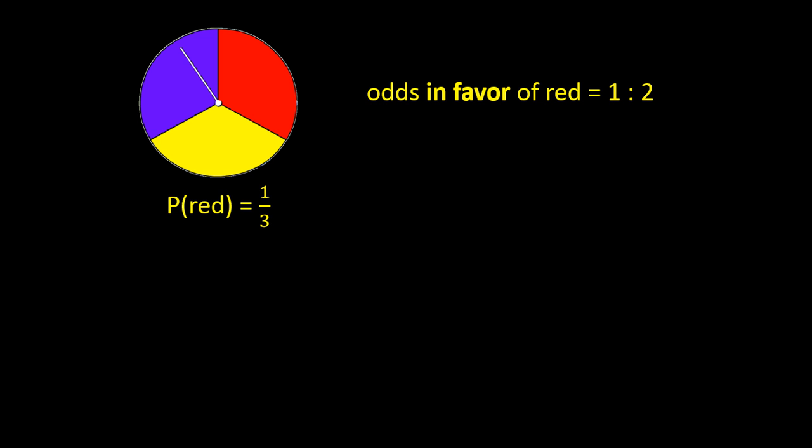If we want to know the odds in favor of red, we would be comparing the number of favorable outcomes, which in this case is the 1 red place on the spinner, to the number of unfavorable outcomes, which is getting the blue or the yellow. The odds against spinning a red would be 2 to 1, because there are 2 ways to get something that's unfavorable, that would be the yellow and the blue, and 1 way to get something that's favorable, which is the red.